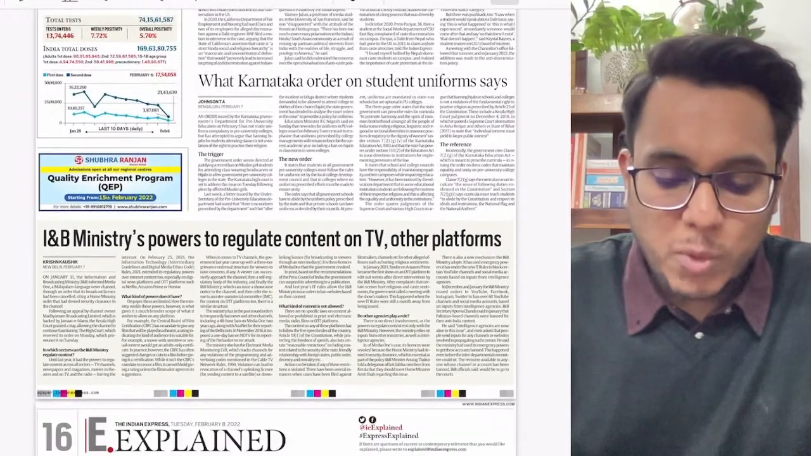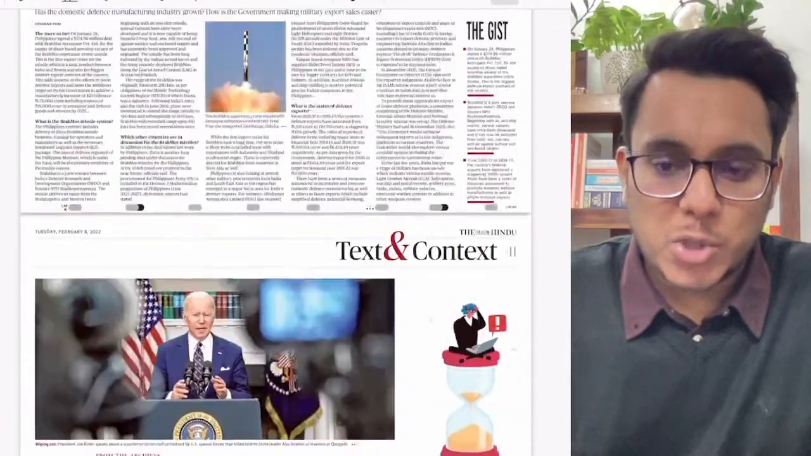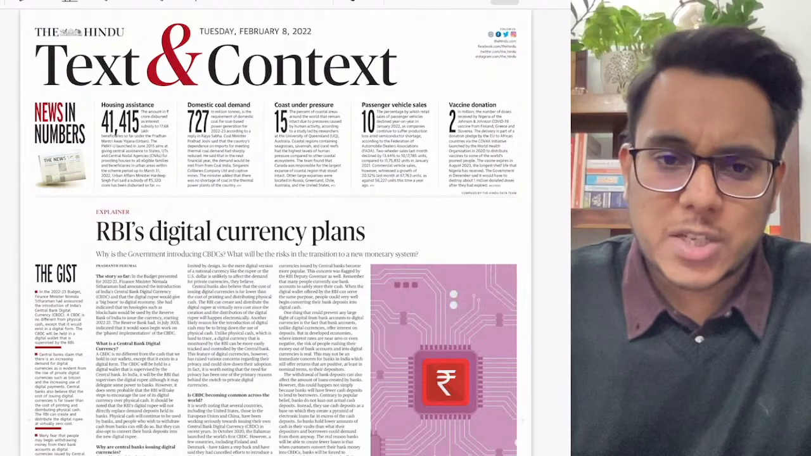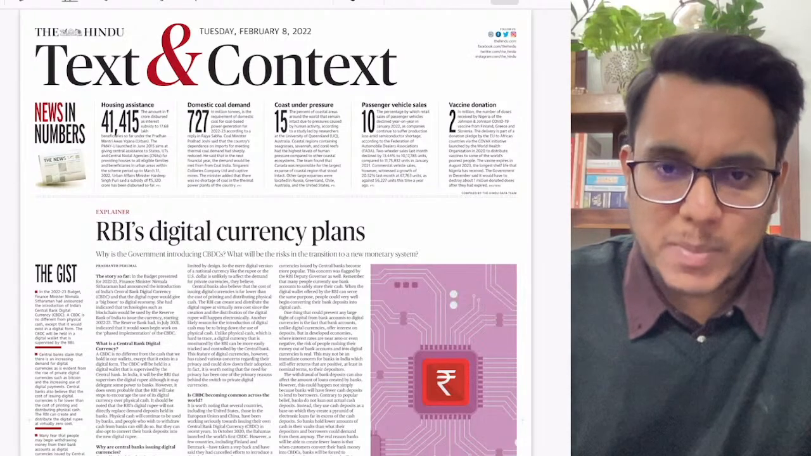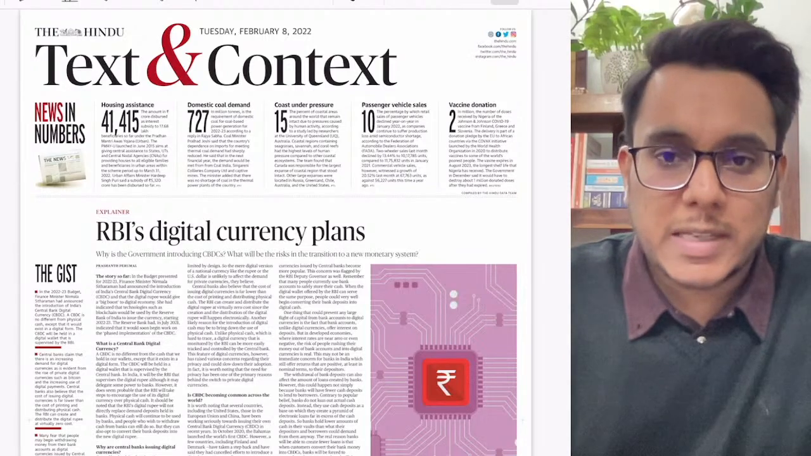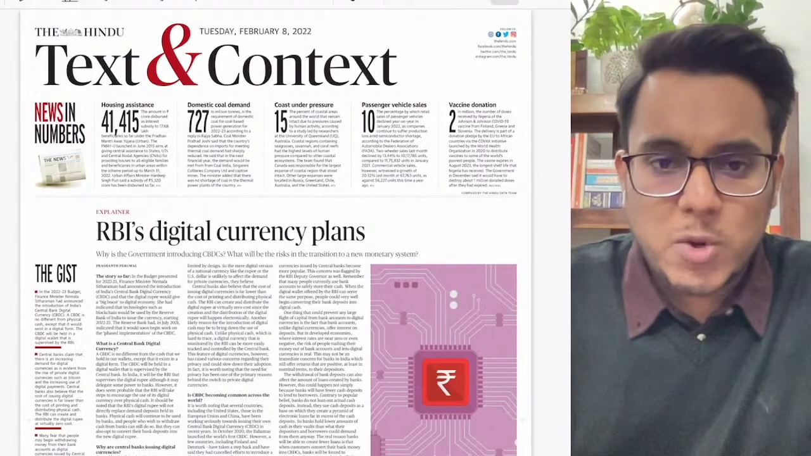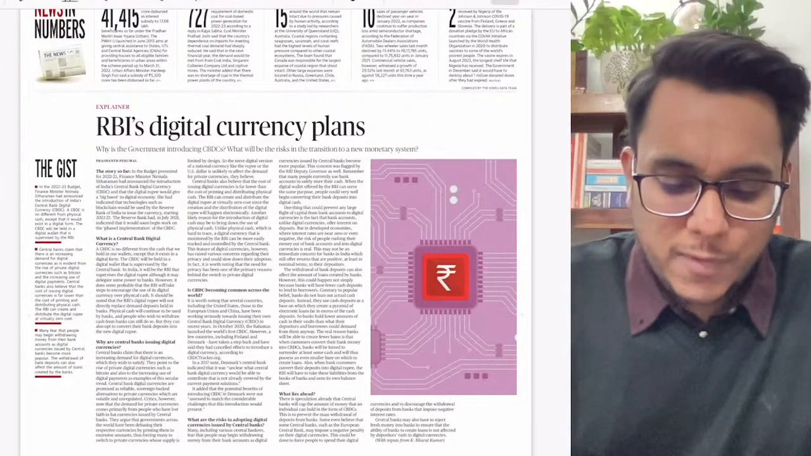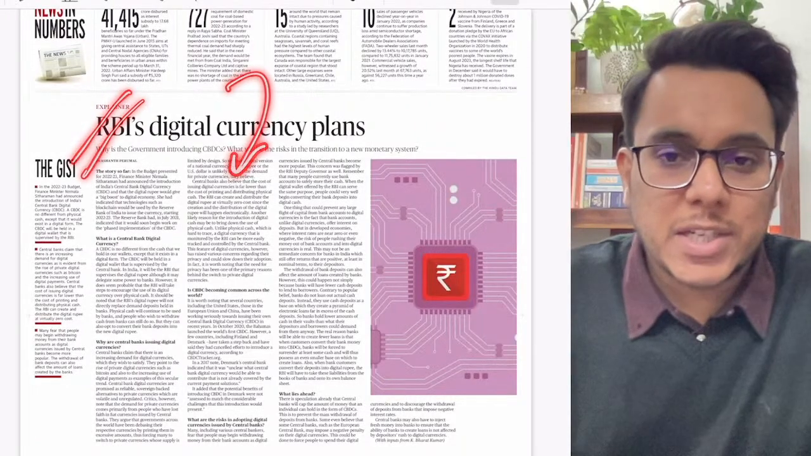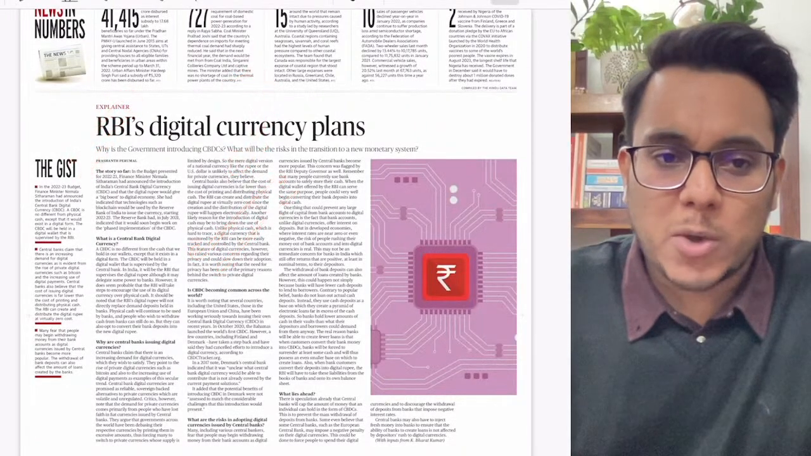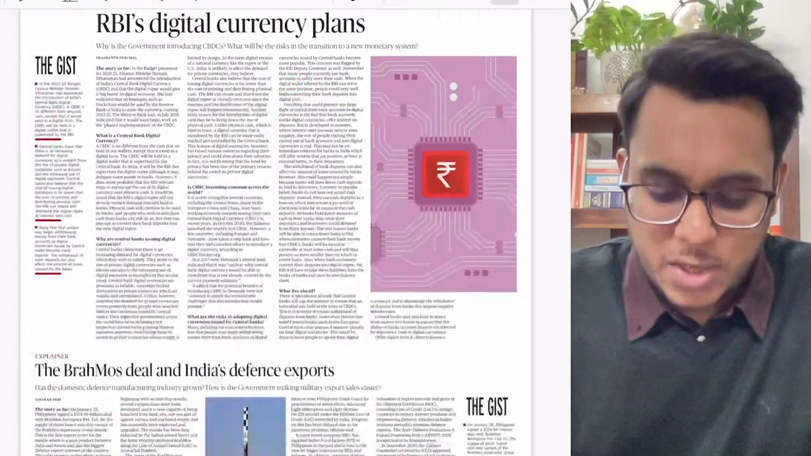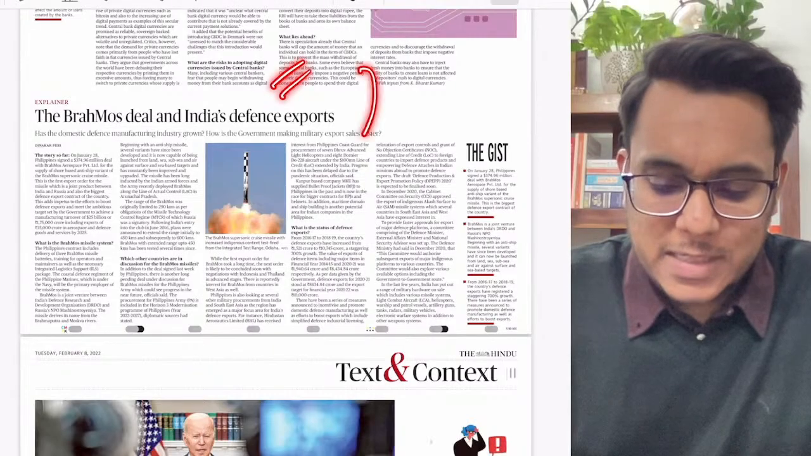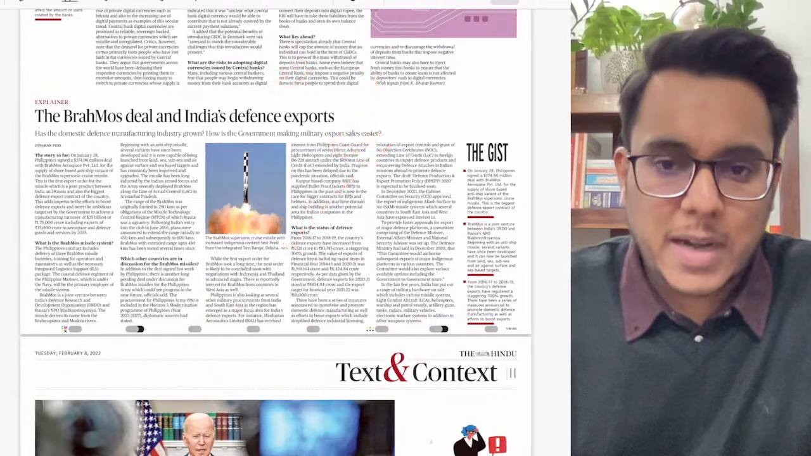Now after that, moving to the Hindu newspaper. In the Hindu newspaper we have this section of the text and the context. This particular section contains some good articles with respect to the topics which are important for our examination. Now I believe you might not be finding it in the physical copy, however we'll see here. The first article is about the RBI's digital currency plans. We'll see this particular article with respect to our examination. Then the below article is talking about the BrahMos deal and India's defense export. We'll see this particular article also.